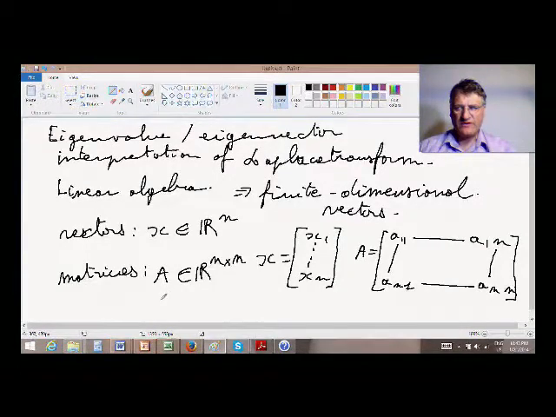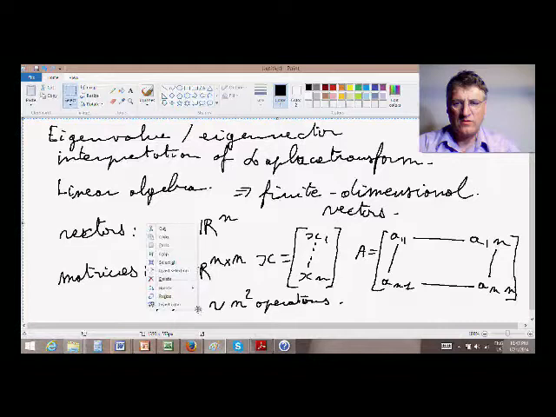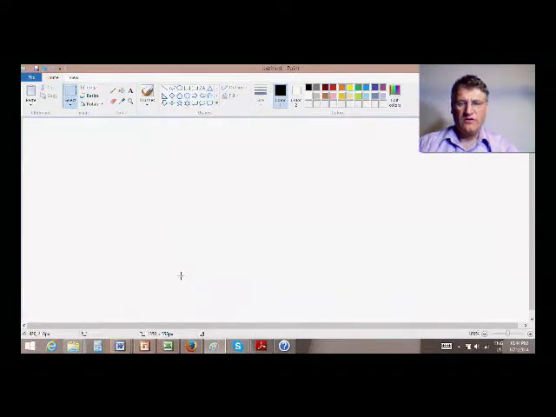And often we are interested in things such as A times x. When we compute A times x, we know that it takes roughly n squared operations. And that's a huge pain, and sometimes we want to reduce that. Not only that, but we are also interested in obtaining simplified expressions for the effect of A on x. And for that, we have invented concepts such as diagonalization.